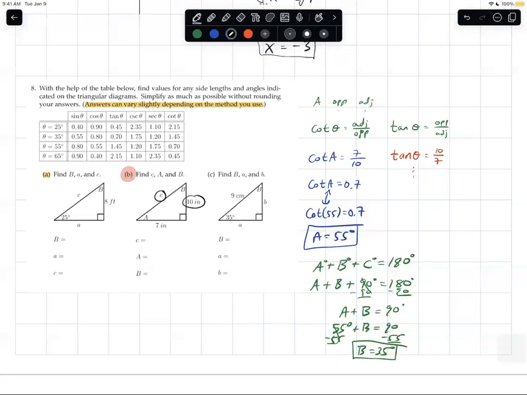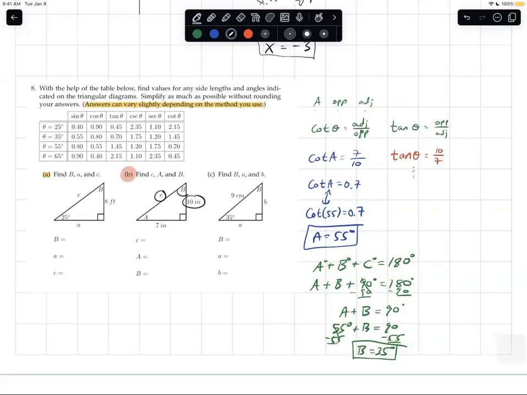Sorry, what was the question? Which angle do we want to use? Angle A or angle B? Can we do angle B? Sure. Yep. Angle B.